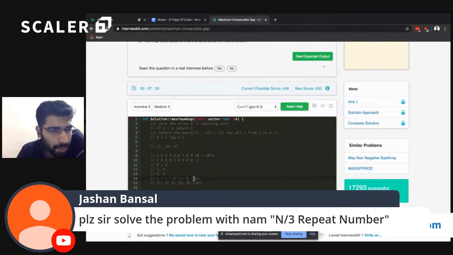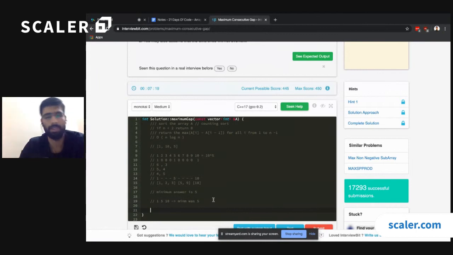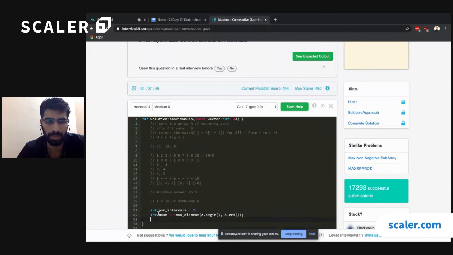So basically, I have to divide all the numbers from here to here, suppose there were 3 numbers, into 2 intervals, right? All the numbers in this part into 2 intervals. So I can have number of intervals equal to 2. And what is the range of numbers? That will be 10 minus 1. So I can first calculate maximum and minimum. The maximum is the value at max element a dot begin to a dot end. Then I have the minimum also as the value at min element a dot begin to a dot end.